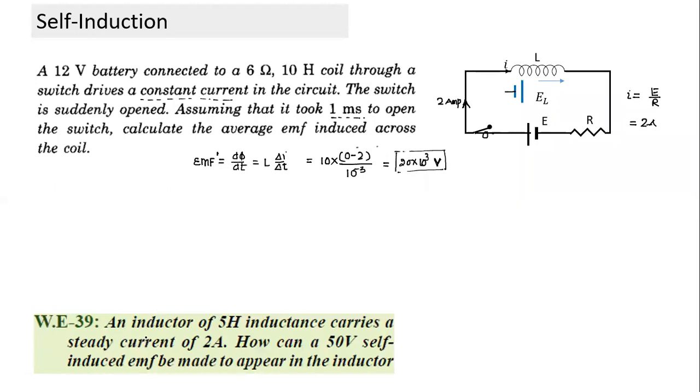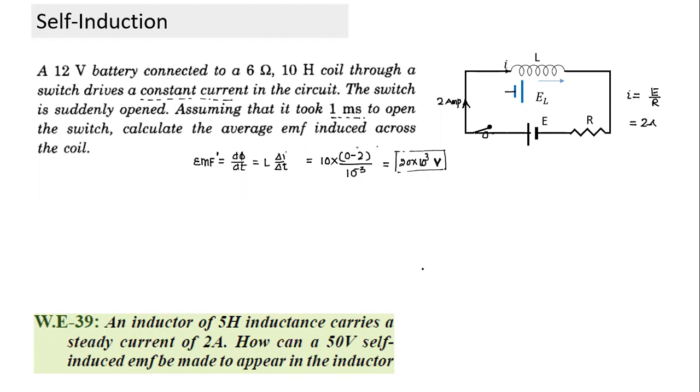Okay. Similarly, let's look at this. This is also a variation of the same question. An inductor of 5 Henry, a huge inductor, carries a steady current of 2 ampere. How can a 50 volt self-induced EMF be made to appear? Now, if I want to make a particular average EMF appear, L is constant and delta I is also constant. What we can do is control delta t, depending on how much time I take to open the switch. If I open it slowly, the EMF developed will be smaller. If I open it very quickly as we have done here, the EMF will be larger.